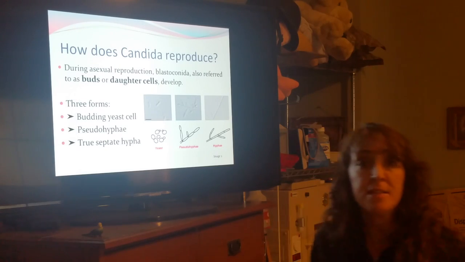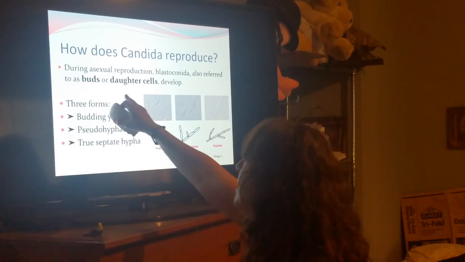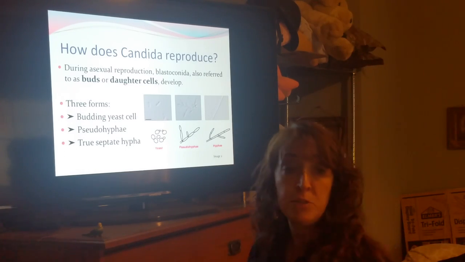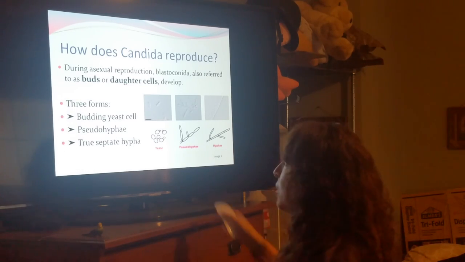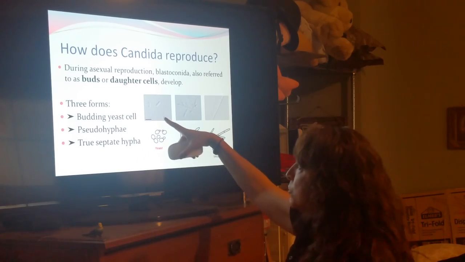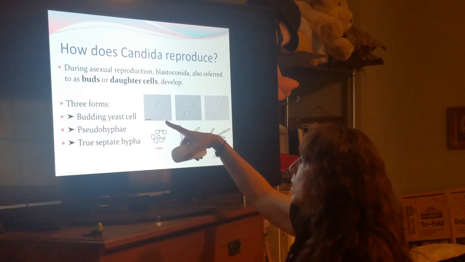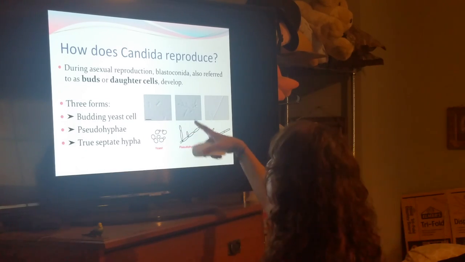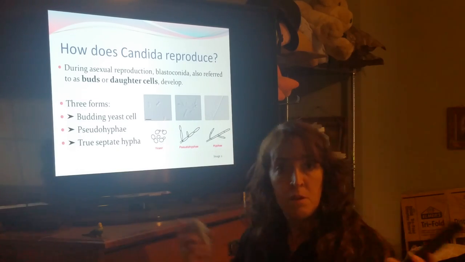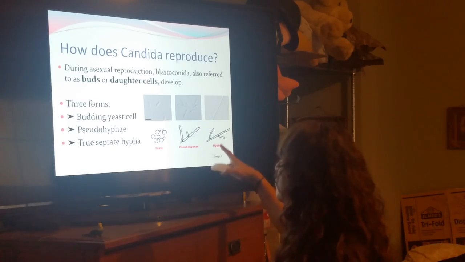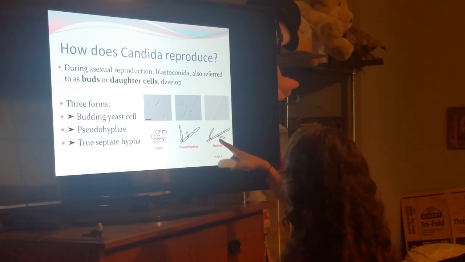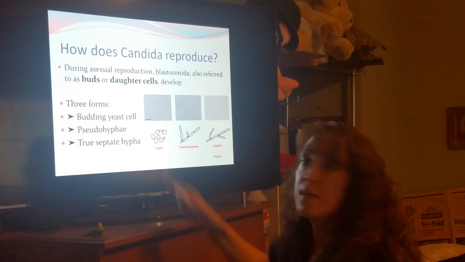So how does Candida reproduce? During asexual reproduction, blastocandidia, also referred to as buds or daughter cells, develop. Three forms you'll find under the microscope are budding cells, which look like this, are oval with a bud coming out of it. Or you'll find pseudohyphae, which is like branches of yeast coming off of it. Or you'll find hyphae under the microscope, which are septate as well. Two septate hyphae.